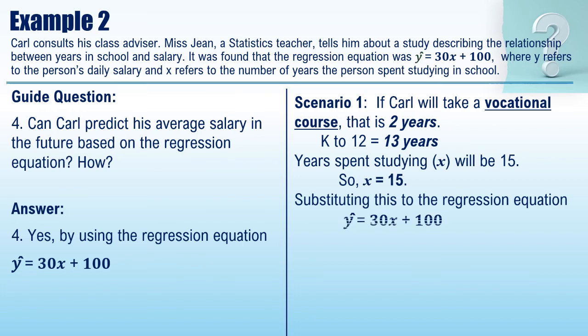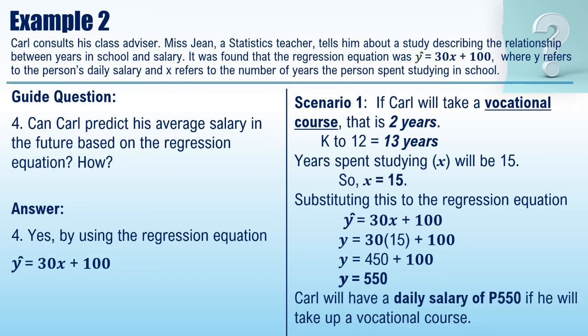We will substitute this to the regression equation y hat equals 30x plus 100. Substituting x equals 15, we have y equals 30 times 15 plus 100. 30 times 15 equals 450, so we have 450 plus 100, which gives us a total of y equals 550. So if Carl takes a 2-year vocational course, he will have an average daily salary of 550.